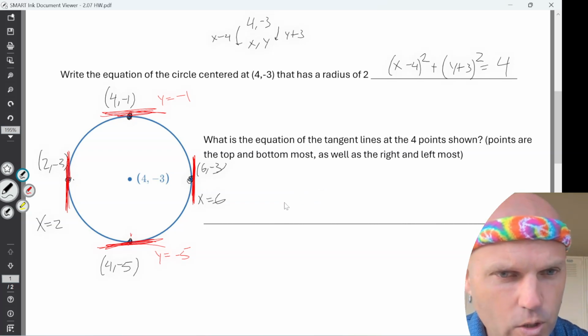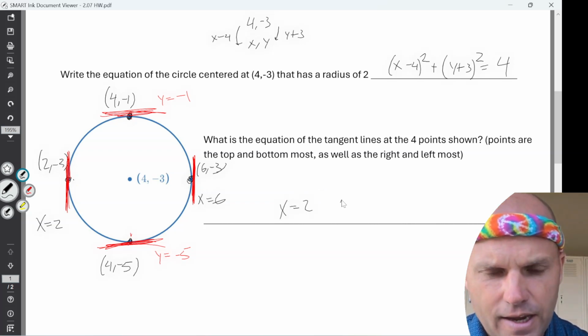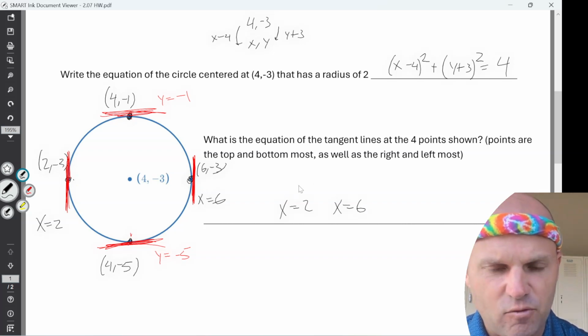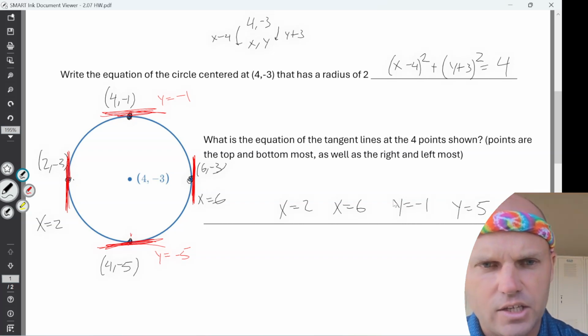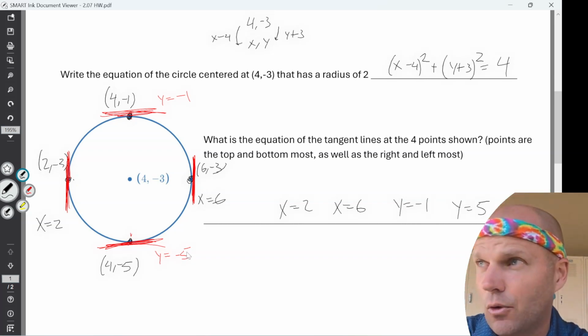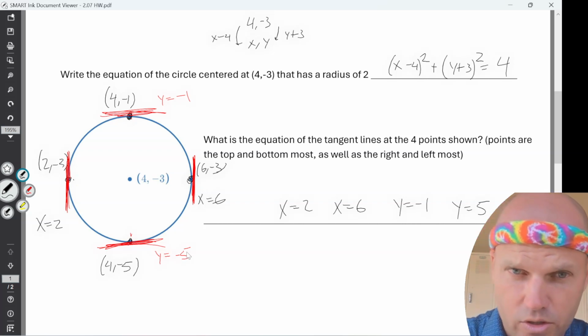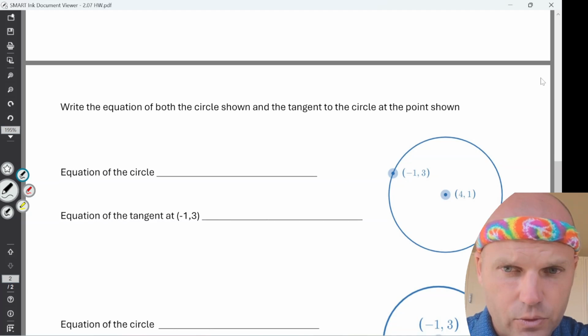So my 4 equations are x equals 2, x equals 6. That's at the leftmost point, the rightmost point, y equals -1, y equals -5. And a lot of students have a lot of difficulty understanding that horizontal lines are y equals equations and vertical lines are x equals equations.